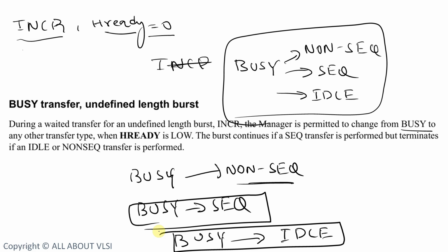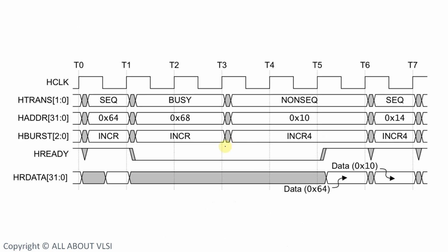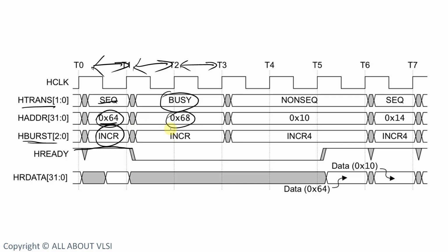HREADY is equal to 0. Let us see this with a waveform. During the T0 to T1 cycle, HTRANS is equal to sequential, HADDR is equal to some value, and HBURST is equal to INCR. INCR means undefined length burst, and HREADY is equal to 1 in this particular cycle. Now in the T1 to T2 clock cycle, our transfer type is busy, and in the T2 to T3 clock cycle our transfer type is also busy. Our address has some value, we have an undefined length burst, and our HREADY is equal to 0 up to the T3 clock cycle.